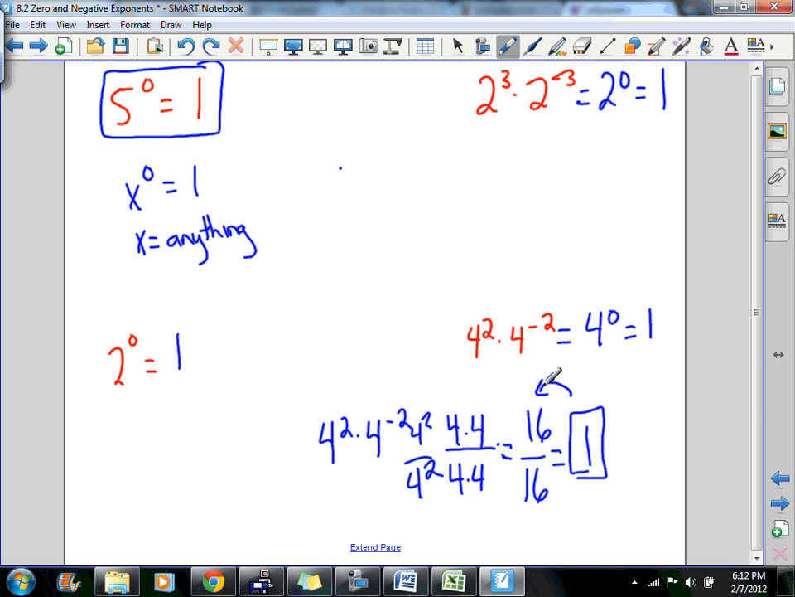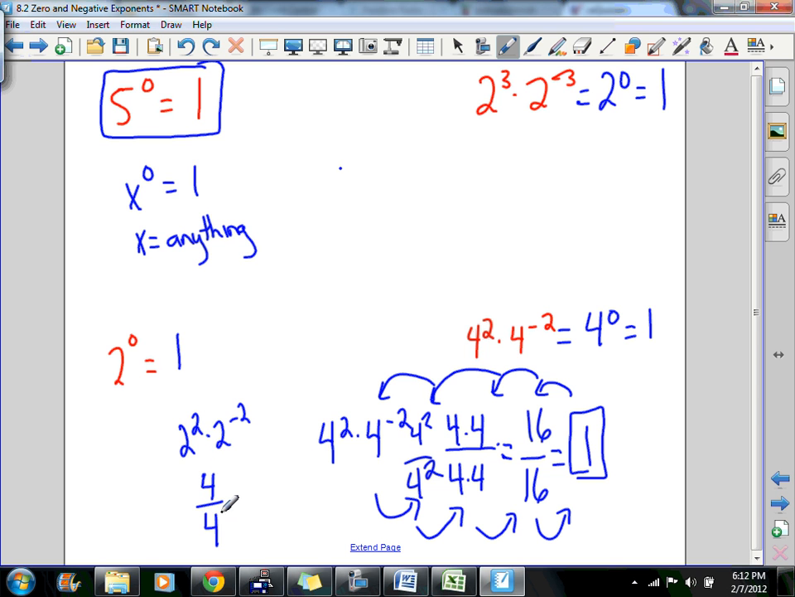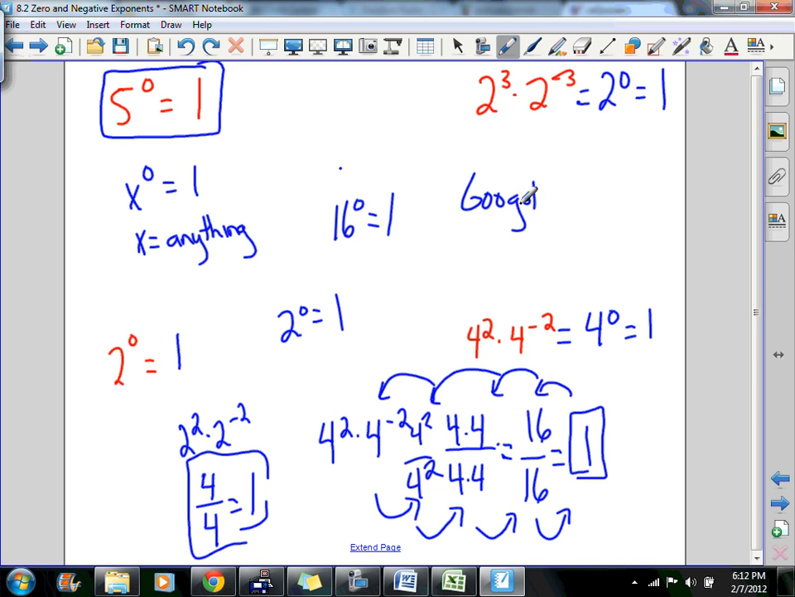Therefore, if we follow our train of logic backwards, we're brought to 4 squared times 4 to the negative 2. But if we followed our train of logic this way, we're left with 1. And that's going to be true with anything. 2 squared times 2 to the negative 2 is going to end up being 4 over 4, which is 1. Therefore, anything raised to the 0 is 1. And as my very favorite example, Google the number raised to the 0 is 1.